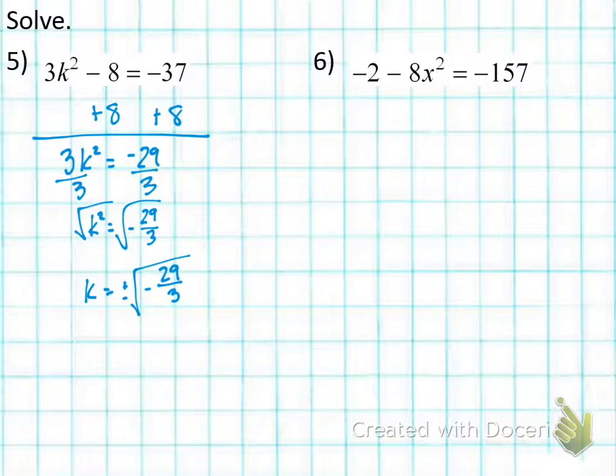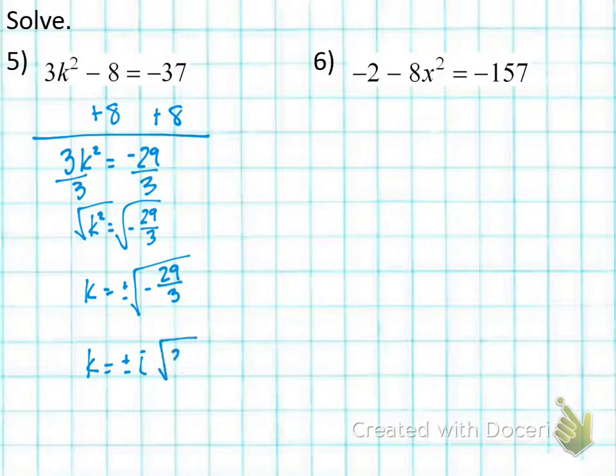Square root of a negative sign. We used to say, what was that? Square root of a negative sign is? Before this class, used to be no solution, right? Is there such thing as a negative square root of a negative? No, but there is now, because what is the square root of a negative? I, right? So you could simplify by going k is equal to positive and negative i times rad 29 over 3.